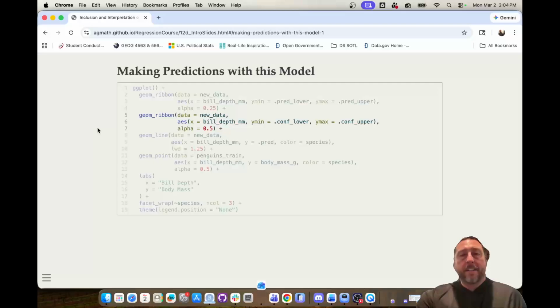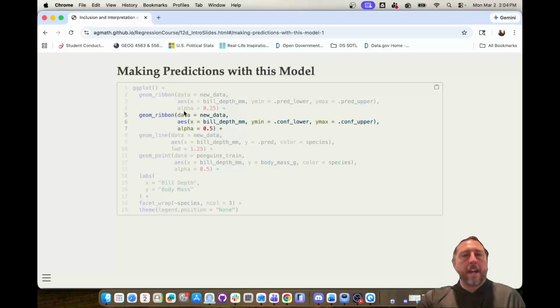Next, I'm going to do the same thing, but I'm going to plot my confidence interval. So my confidence bounds, my minimum y value is conf_lower, my maximum y value is conf_upper. I'm using slightly less transparency here. These are numbers that you can just play around with and see what you like and what you don't like.